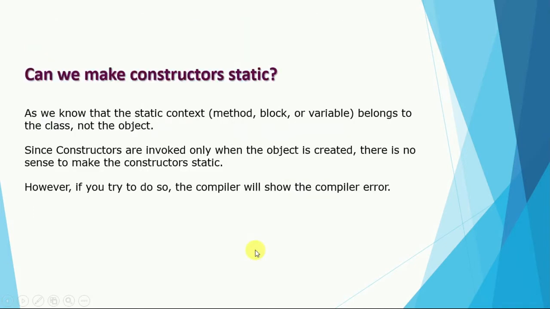Okay, can we make a constructor static? As we know, the static context belongs to the class, not the object. Static methods, static blocks, and static variables always belong to the class, not the object. But constructors are invoked only by the object, only when the object is created. So there is no sense in making the constructor static, and if you try to do so, the compiler will show a compiler error.